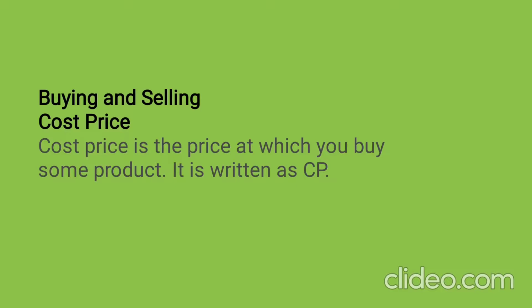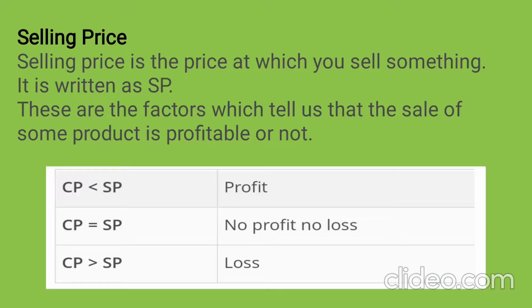Buying and selling. Cost price. Cost price is the price at which you buy some product. It is written as CP. Selling price. Selling price is the price at which you sell something. It is denoted as SP.